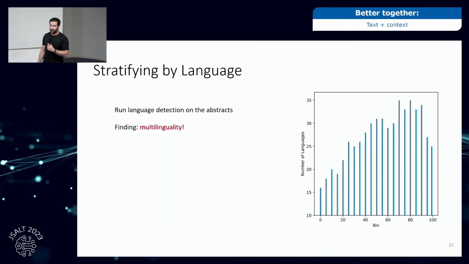The other stratification that we did is by language. And so we run a language detection algorithm on the abstracts, and we find that our sample is actually incredibly multilingual. Even in the earliest bin, which dates back to the 1600s up to sometime in, I think, the 1800s, we find papers that span 15 different languages. And as we go forward in time, this number is just steadily increasing. It peaks around bin 80 with 35 different languages in a sample of only 5,000 abstracts. So our scientific literature is just incredibly multilingual. And it's not just scientific literature, it's actually electronic scientific literature as well.